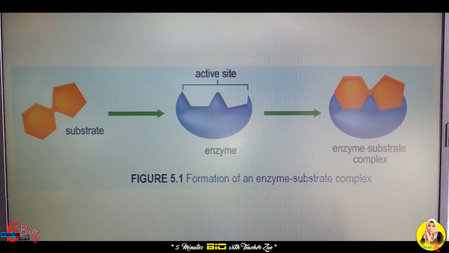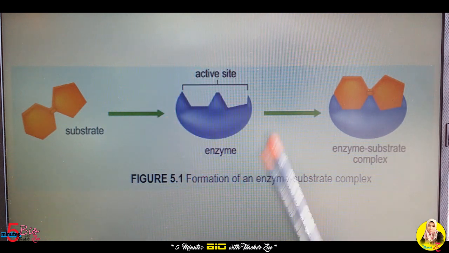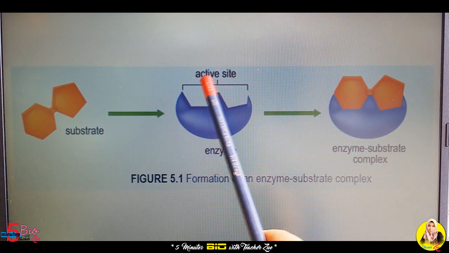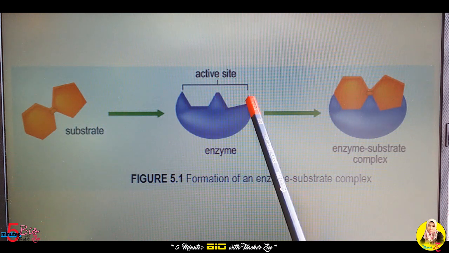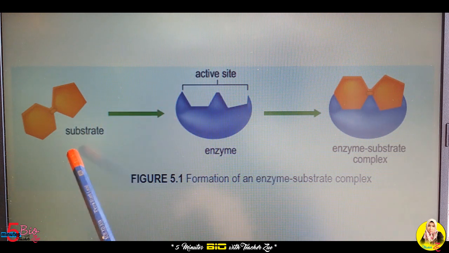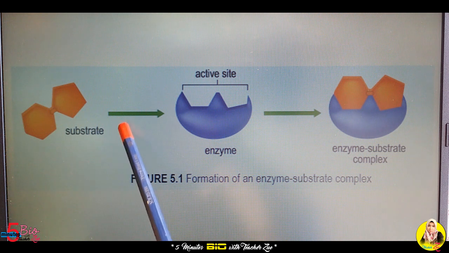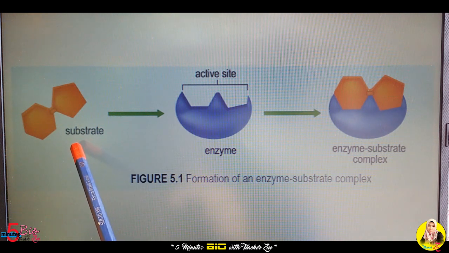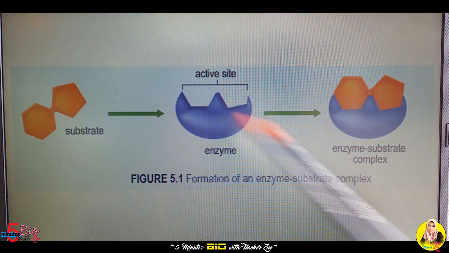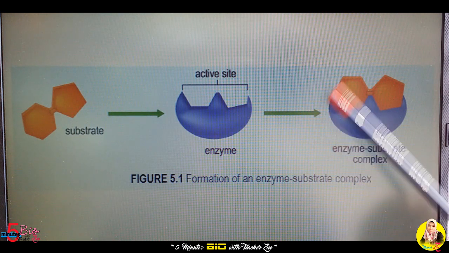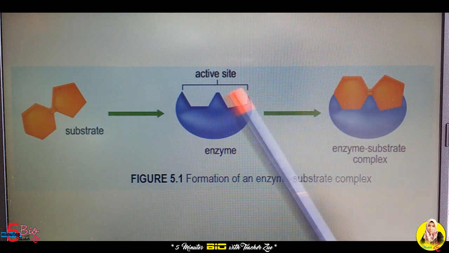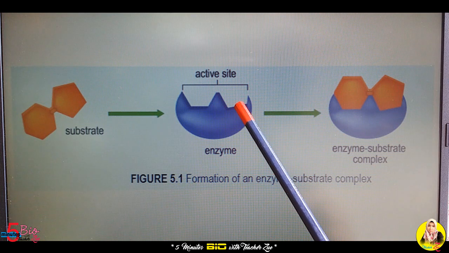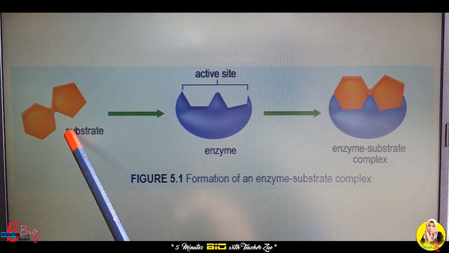Okay, this is an example of an enzyme. An enzyme has an active site. It is suitable to one type or specific substrate. After it combines, it will become an enzyme substrate complex. This active site is only suitable for one type of substrate only.